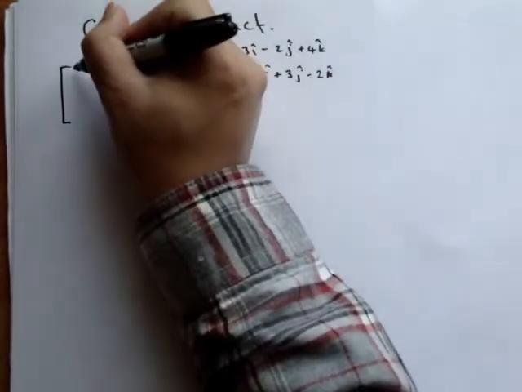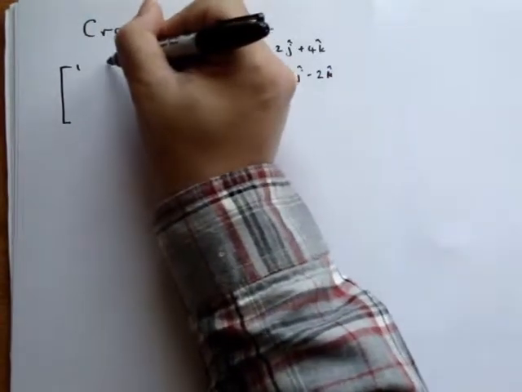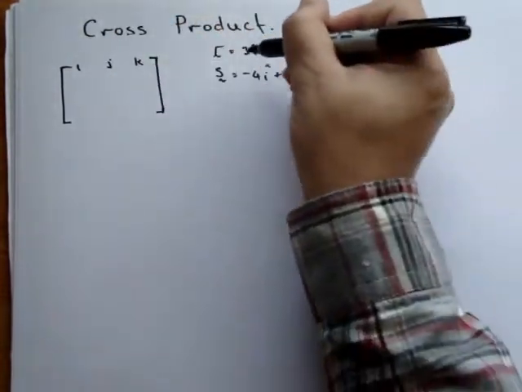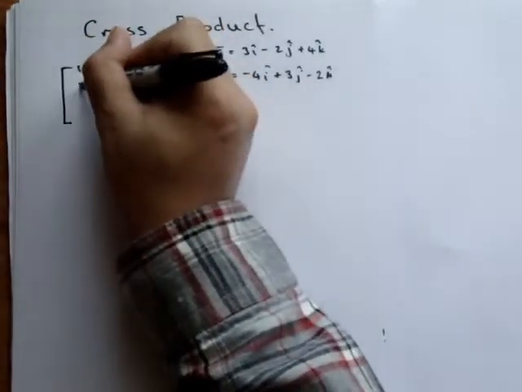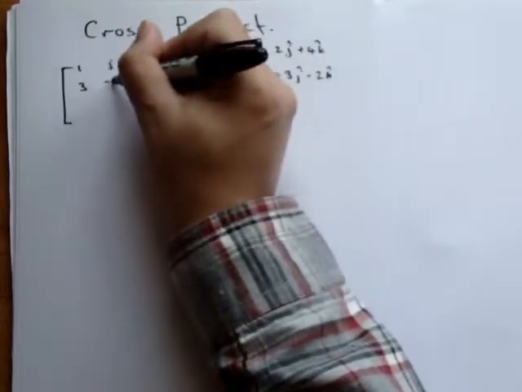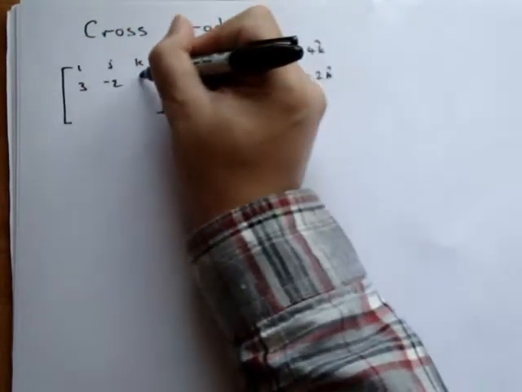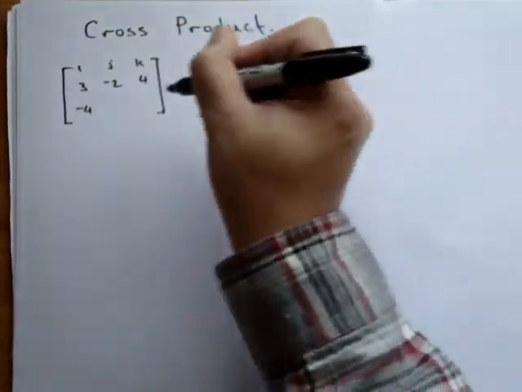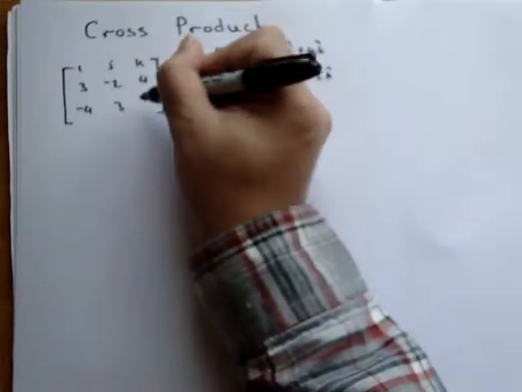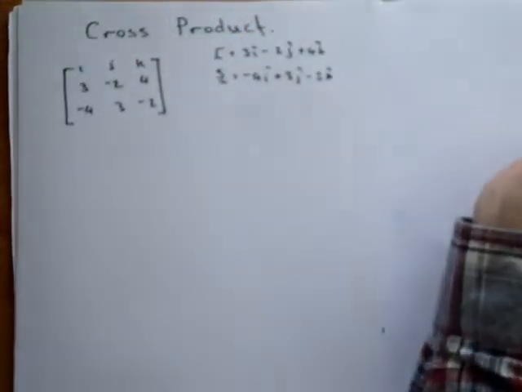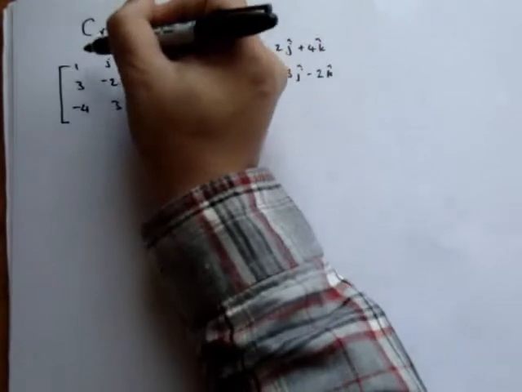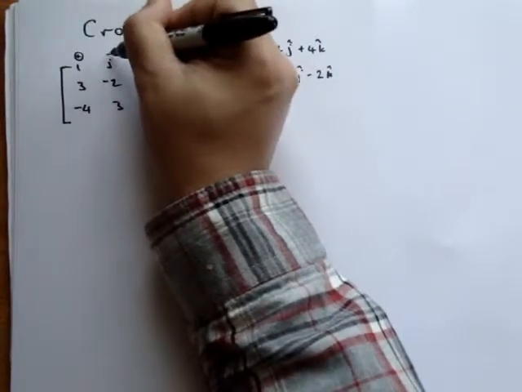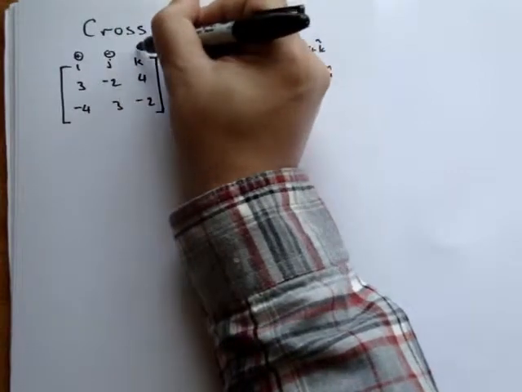So we have our i, j, k. Then we put our 3 there, minus 2, 4, then minus 4, 3, and then minus 2 to give our 3 by 3 matrix. Remember to make this i positive, the j negative, and the k positive.